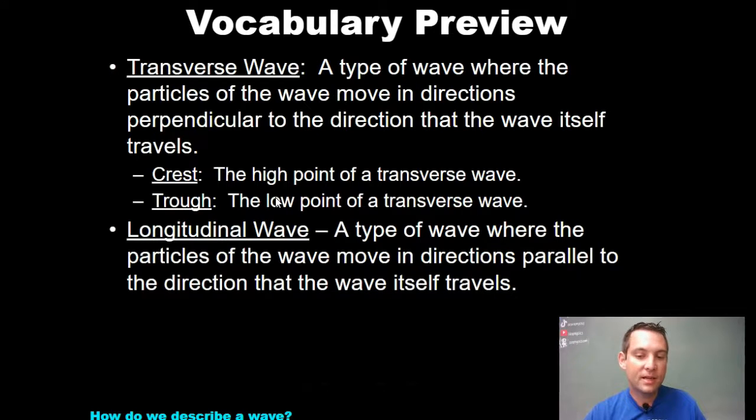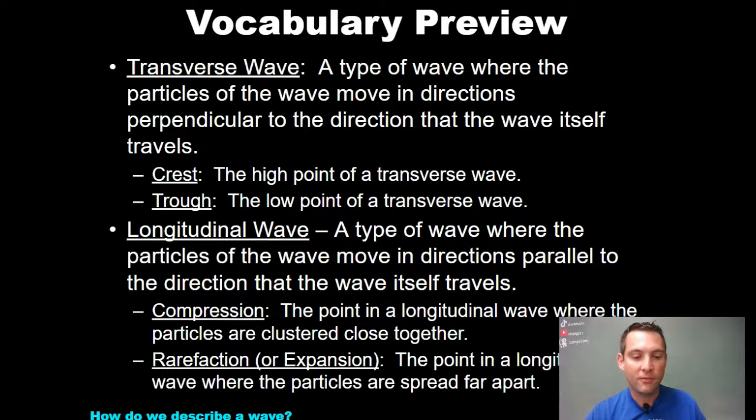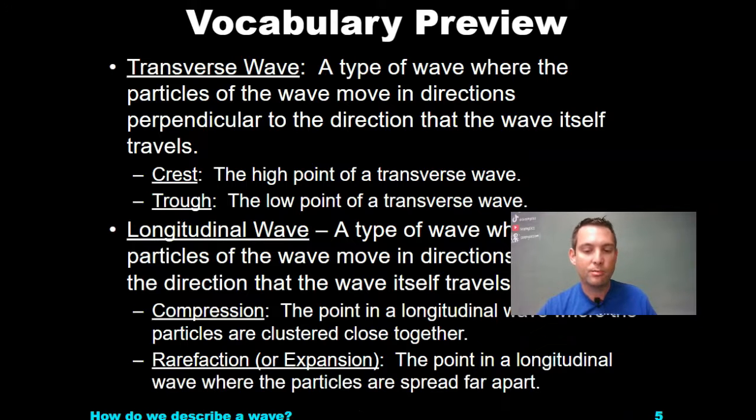A longitudinal wave is a type of wave where all of the particles of the wave move in directions that are parallel to the direction the wave itself moves. Compression is the point in a longitudinal wave where the particles are clustered close together. Rarefaction, or expansion, is the point in a longitudinal wave where the particles are spread far apart.